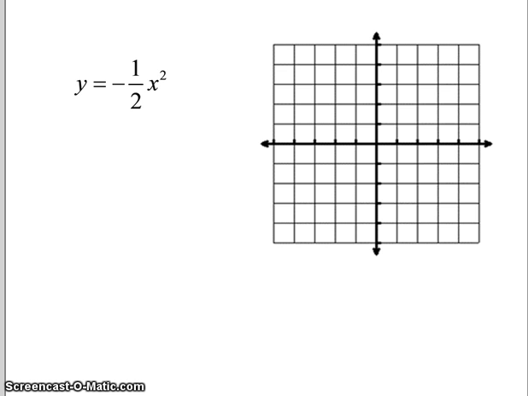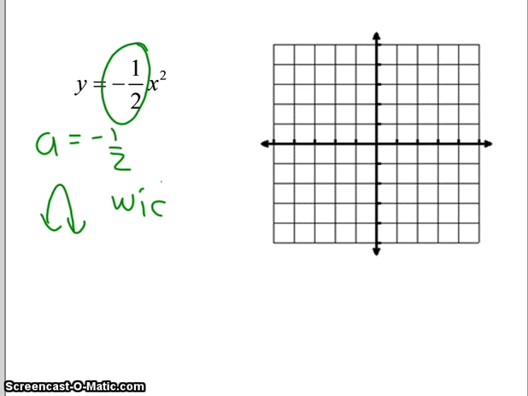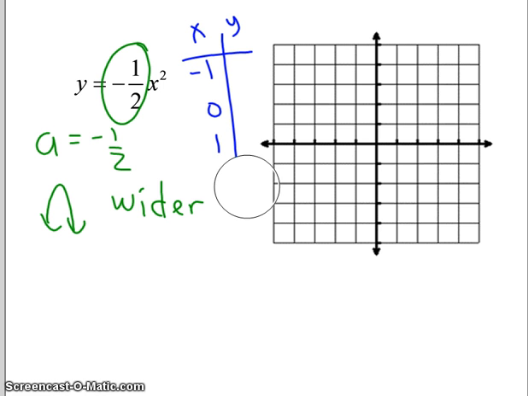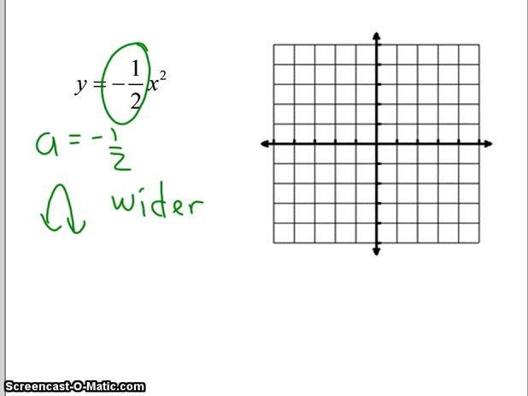Here's another good example. Notice our a value is -1/2. So things we can say about this graph is that it'll open down because of a negative a, and this is going to be a little bit wider than normal. To figure out how much more wide, you have to go ahead and find some ordered pairs. I'm going to make a table of values. So -1, 0, 1 for x. Here we go. So x and y, negative 1, 0, and 1.